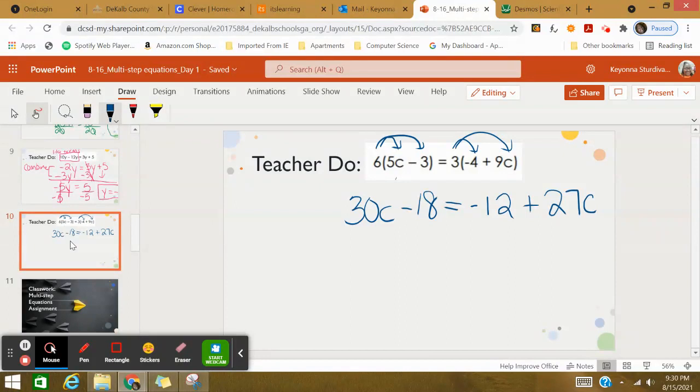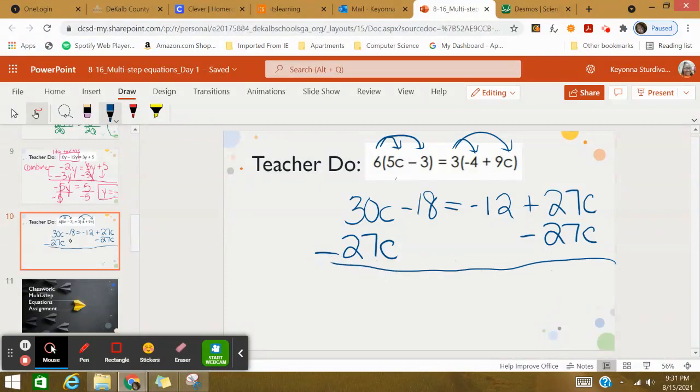So it's up to you which direction you want to go. I personally prefer my variable on the left-hand side, so I'm going to move the 27c over. And again, the inverse of addition is subtraction. But if you want to go the other way, guys, that's perfectly fine. You should still get the same answer. So this positive and negative 27 will cancel each other out. And then I have 30 minus 27, which will give me just 3c.